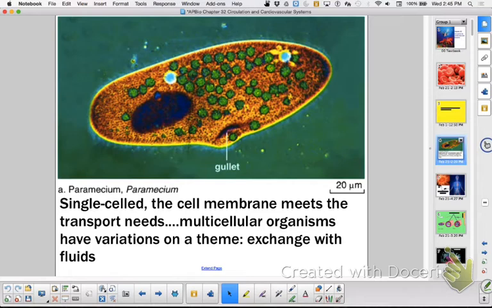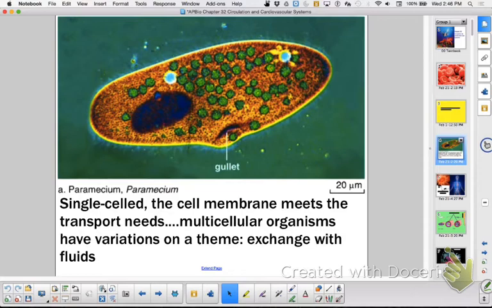If you are unicellular, what are you going to use for gas exchange? Cell membrane. Do you need a circulatory system? No. Do you have a large surface area? Yes, it's going all around your cell. Is it thin? Yes, it's one cell membrane. Is it moist? Yes. If it's one cell, it's probably sitting in what? Liquid. Yeah, so it's probably moist.